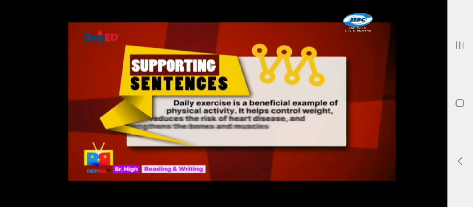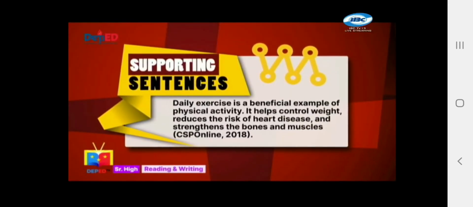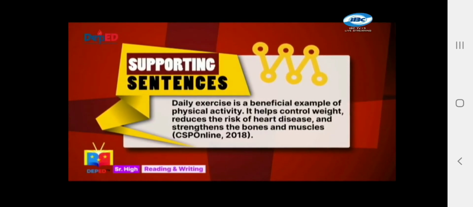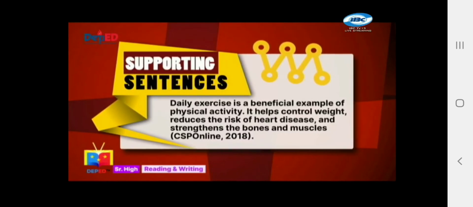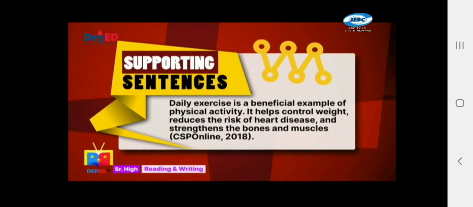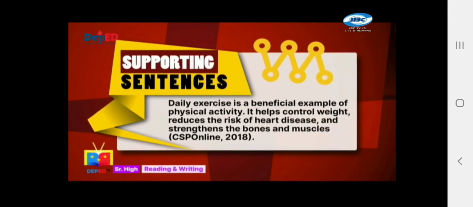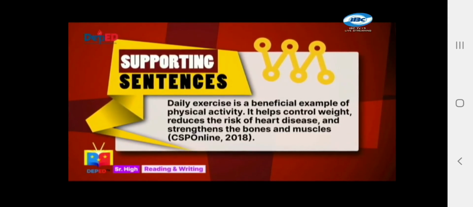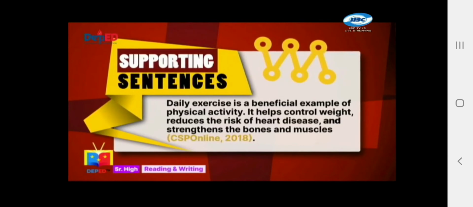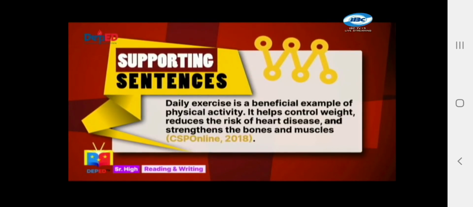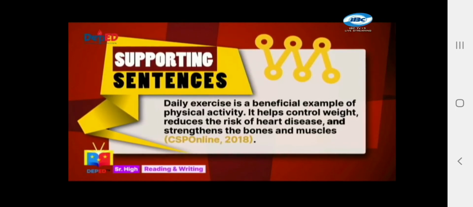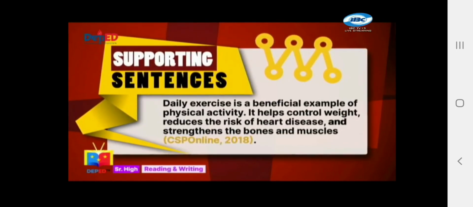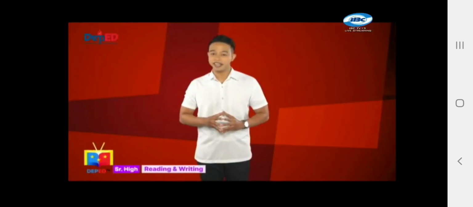Here are supporting sentences. For daily exercise, we wrote 2 sentences. Daily exercise is a beneficial example of physical activity. It helps control weight, reduce the risk of heart disease, and strengthens the bones and muscles. We found these facts from Concordia St. Paul's website, and so we included the author and the year it was published at the end of our second sentence. We did the same for getting enough sleep and eating a balanced meal.